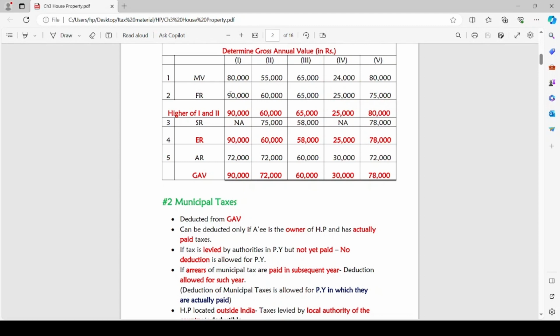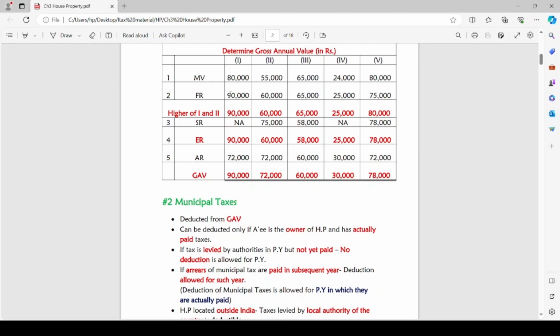In the second case, municipal value is 55,000, fair rental value is 60,000. We take the higher of 1 and 2, that is 60,000. The standard rent given is 75,000. When we compare both the figures, the lowest figure, that is 60,000, is to be considered as expected rent. Comparing expected rent and actual rent given, that is 72,000, we take gross annual value as the higher of ER or AR, expected rent or actual rent, that is 72,000.